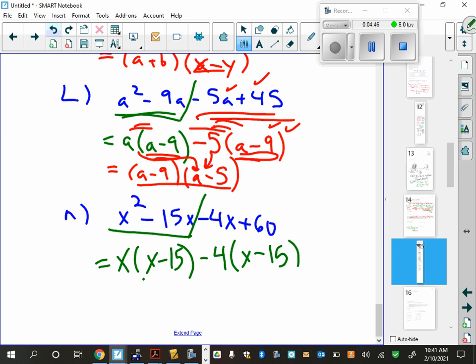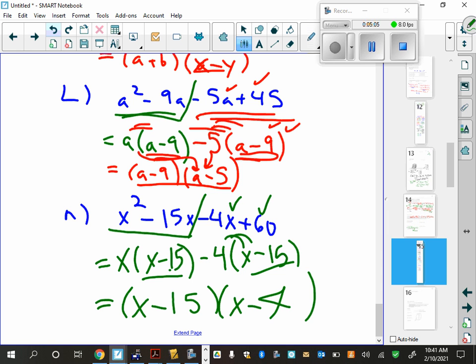Don't just write this down because it's over there. Actually make sure you have it, because this could be wrong. So don't just assume it's x subtract 15. Make sure everything checks out. And now you take the common binomial out, x subtract 15 times x subtract 4.